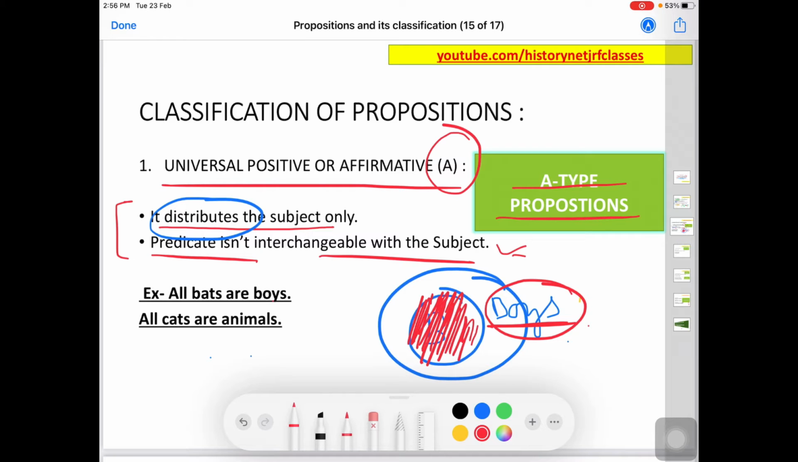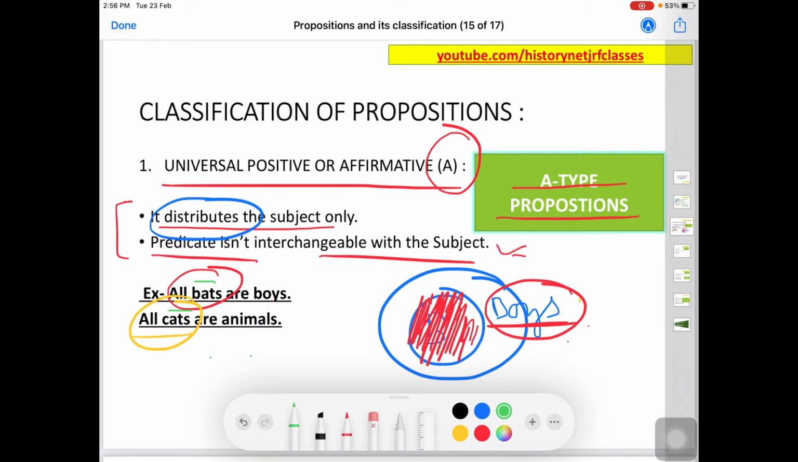First understand what is distributed and what is undistributed. Distributed is something which represents the whole class. Here, all bats represents the whole class of bats, so it becomes distributed. Similarly, another example is: all cats are animals. Here it represents the whole class of cats, so cats becomes distributed. In these two examples, bats and cats are the subjects. So subjects are distributed under universal positive.